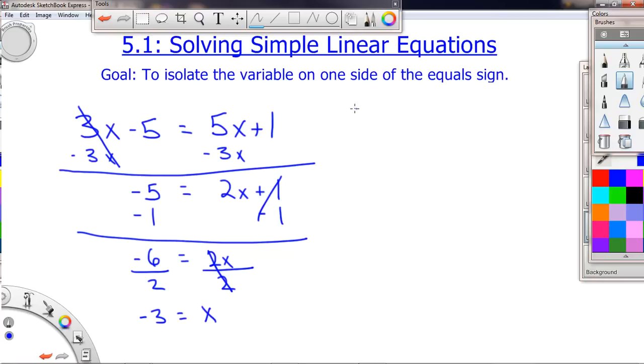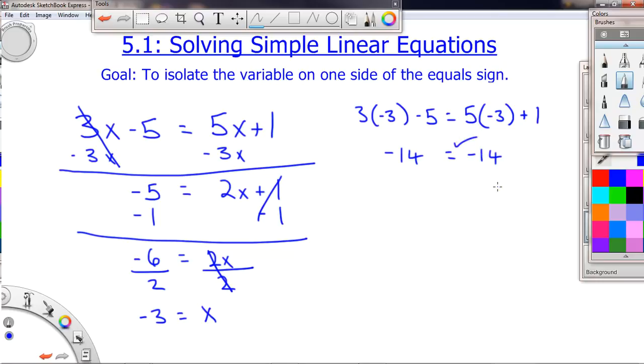So we're going to say 3 times negative 3 minus 5 is equal to 5 times negative 3 plus 1. That's me just writing this equation and substituting. Let's see, 3 times negative 3 is negative 9. Minus 5 is negative 14. 5 times negative 3 is negative 15. Plus 1, sure enough, is negative 14.